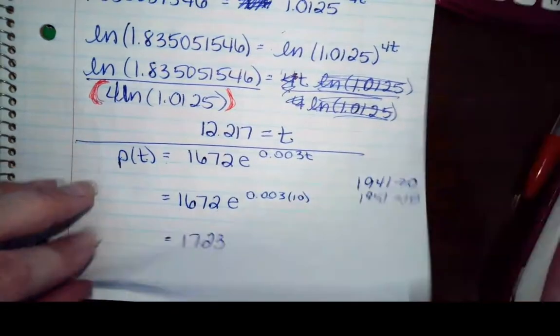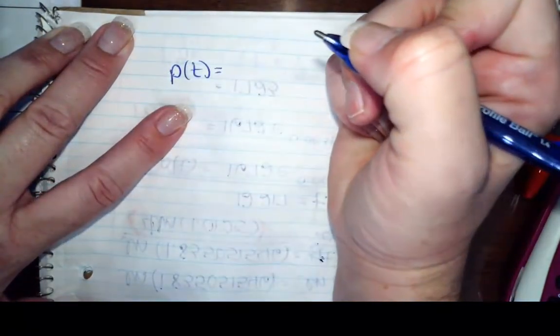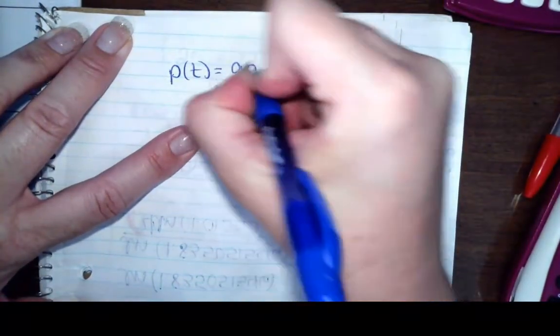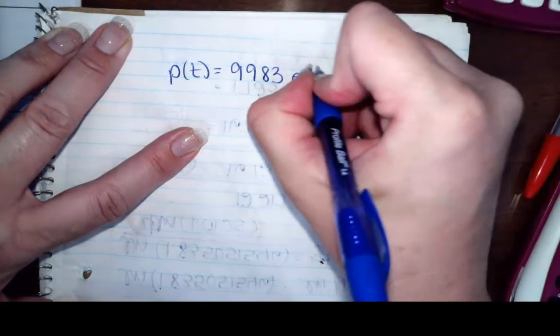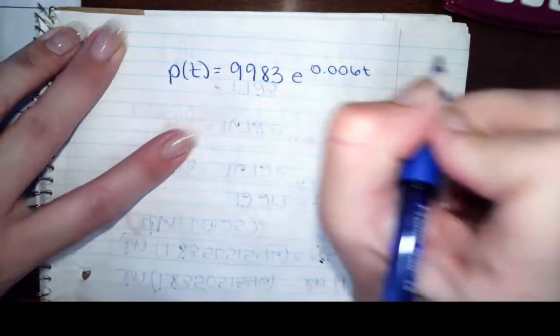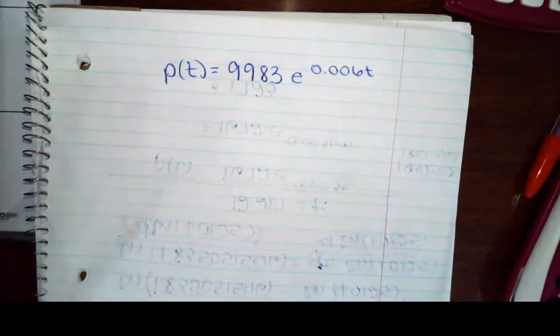All right, so let's do it again. We didn't need logs for that. The growth in population of a city can be seen using the formula P(t) = 9983 e to the 0.006t. The question is, t is the number of years since 1970. According to this formula, how many years will it take for the population to double its 1970 value?